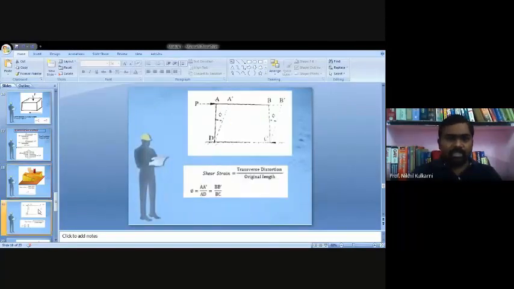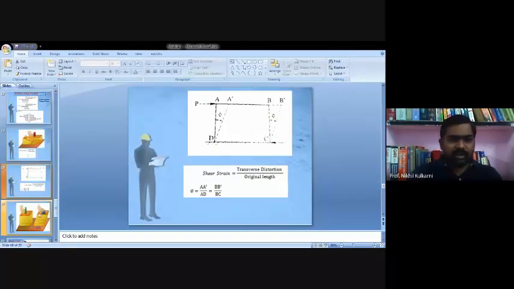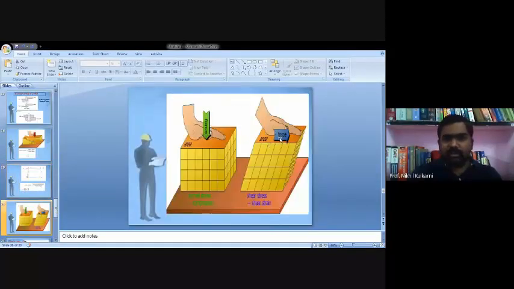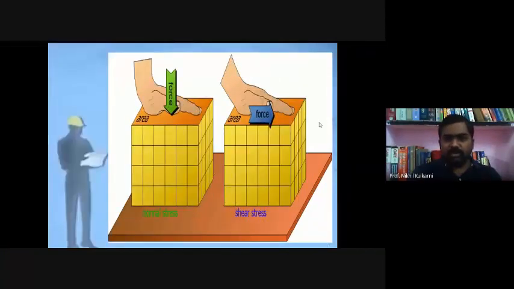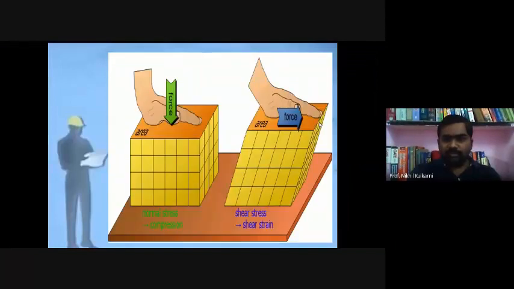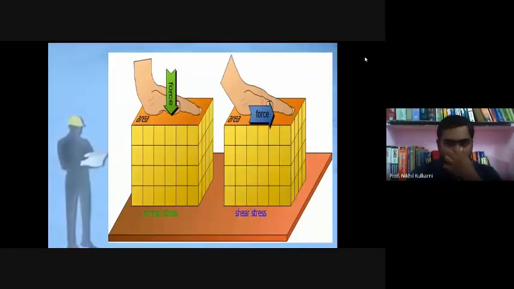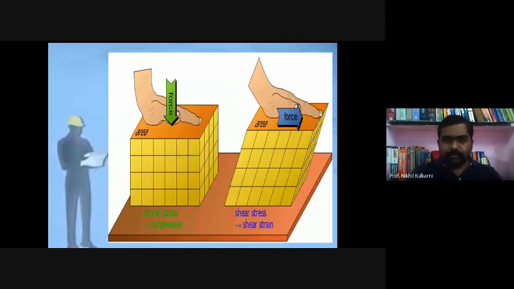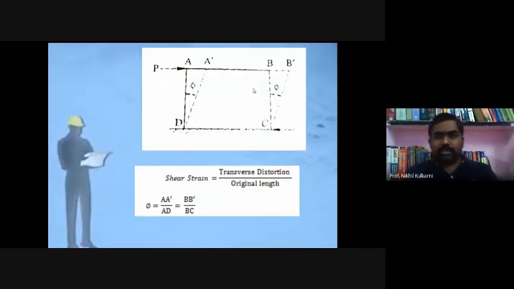Now for the shear strain. How was it there? When we apply a force here, it is going to be displaced. Whenever we apply a force here, it is going to be displaced like this. So let us consider a rectangle with the name ABCD, where CD was at the bottom surface, which is fixed at the surface there.